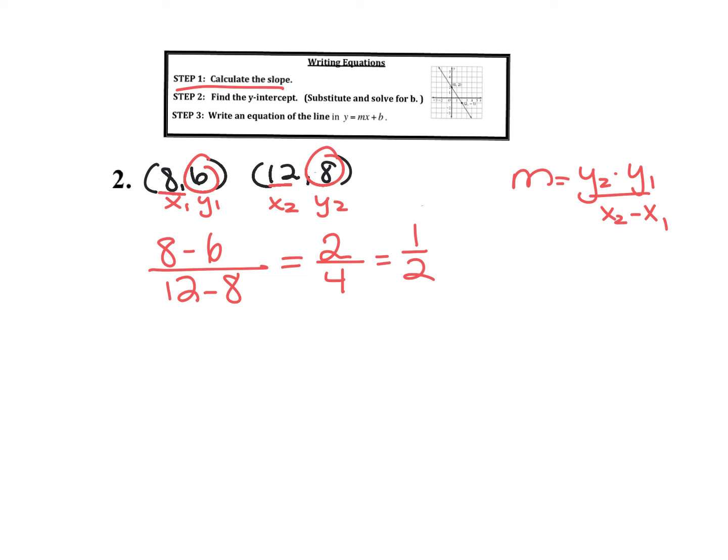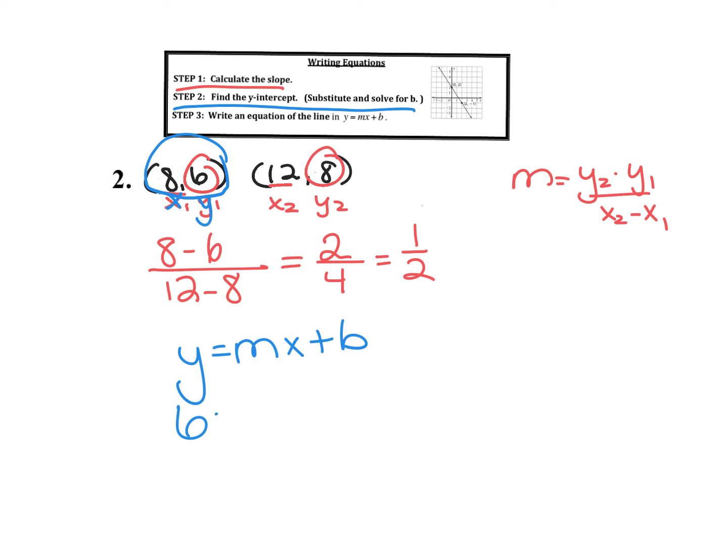Our second step, remember, is always to find the y-intercept, and in this case, we're going to have to substitute and solve for b. And again, all you need is 1 point. So I'm going to take this point right here, and this is an x, and this is a y, and I'm plugging it into that y is equal to mx plus b.